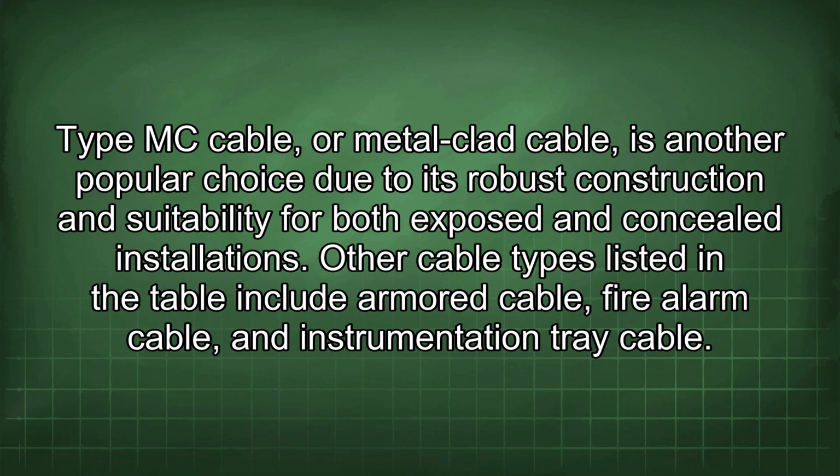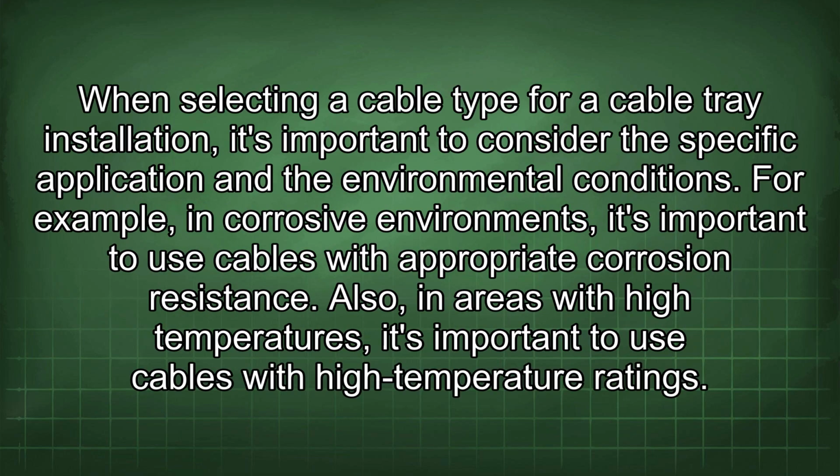Type MC cable, or metal-clad cable, is another popular choice due to its robust construction and suitability for both exposed and concealed installations. Other cable types listed in the table include armored cable, fire alarm cable, and instrumentation tray cable. When selecting a cable type for a cable tray installation, it's important to consider the specific application and the environmental conditions. For example, in corrosive environments, it's important to use cables with appropriate corrosion resistance. Also, in areas with high temperatures, it's important to use cables with high temperature ratings.